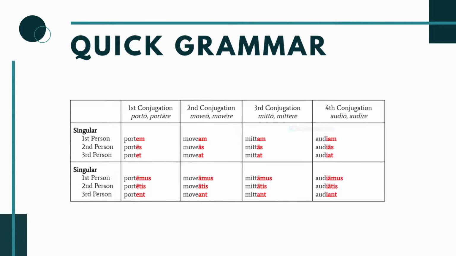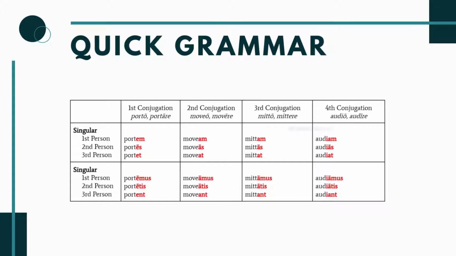So let's just take a quick look. This is a chart of present subjunctive active voice. So you can see portare, right? If you drop the RE, you have an A. We flip it to an E. So you get portem, portes, portet, portemus, portetis, portent. That looks very different, right? You're used to seeing portas, portat, portamus. Now you have an E there. That's how you know it's subjunctive.